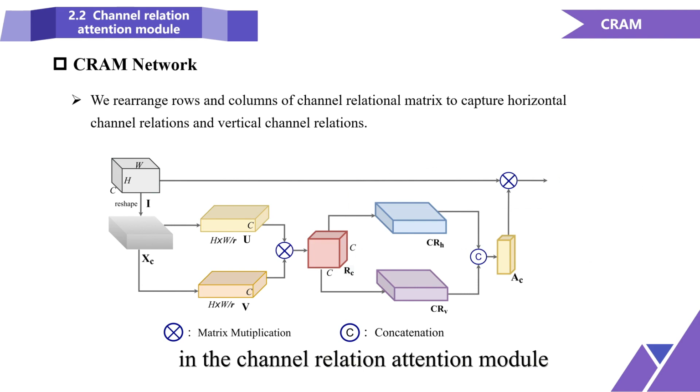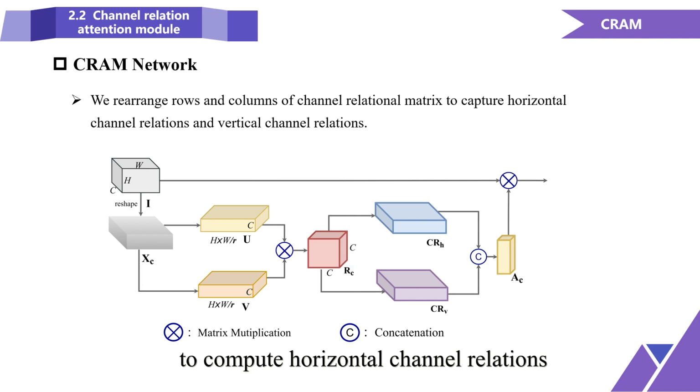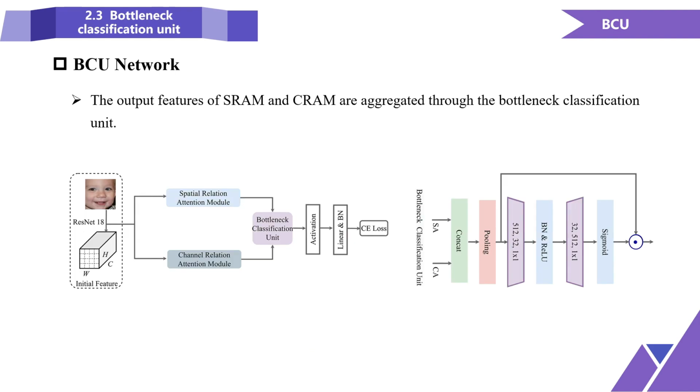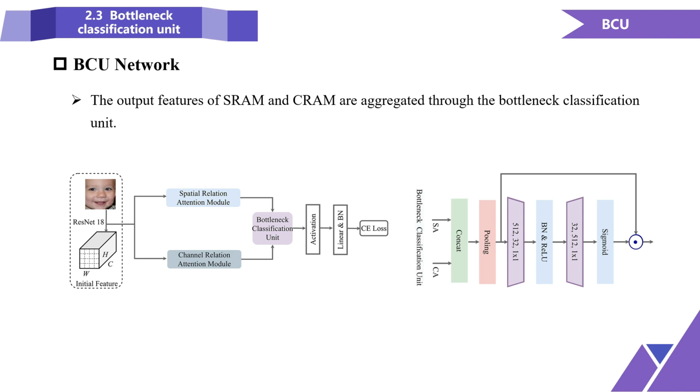Besides, in the channel relation attention model, we rearrange rows and columns of the channel relational matrix to compute horizontal channel relations and vertical channel relations. And finally, the output features of the spatial and channel relation attention models are aggregated through the bottleneck classification unit to classify the facial expressions.